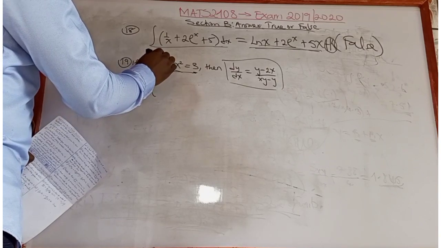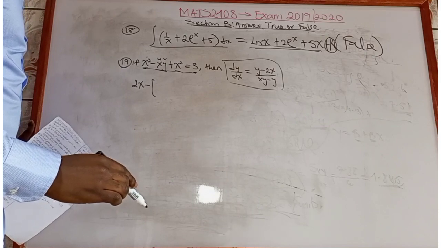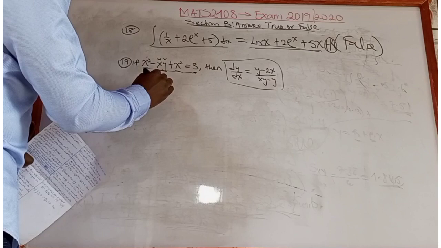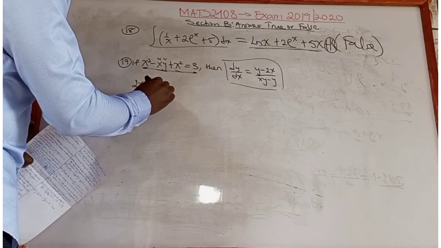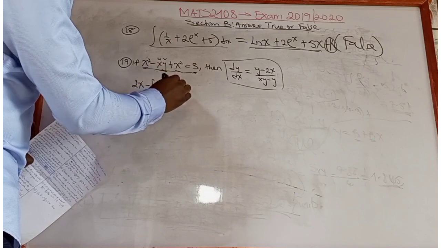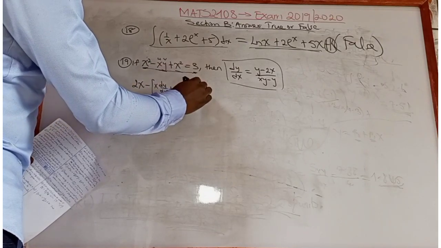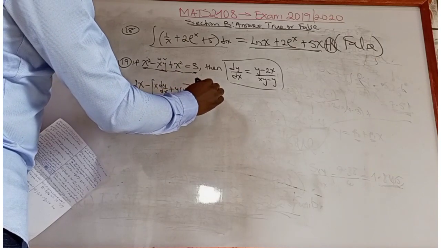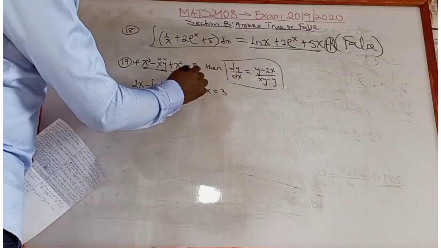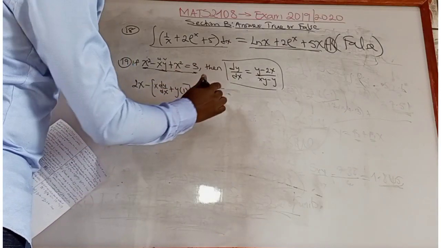This one is a product of two terms or two functions. We differentiate it by product rule. We keep x constant, we differentiate y, it gives us dy by dx. We then keep y constant and we differentiate x, it gives us 1. Then plus, we differentiate this one, we have 2x, which is equal to 3. We differentiate 3, it gives us 0. So this is 0.